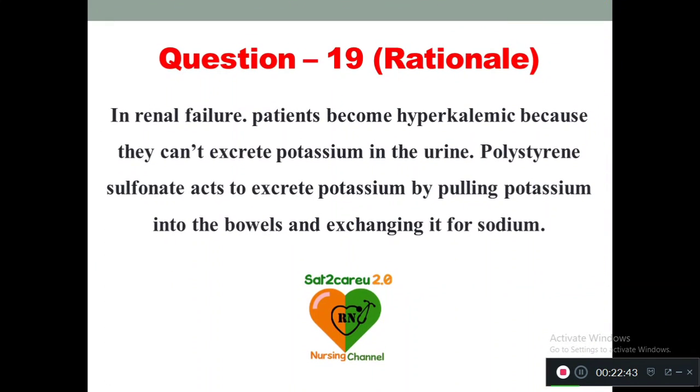The rationale: in renal failure, patients become hyperkalemic because they can't excrete potassium in the urine. Polystyrene sulfonate acts to excrete potassium by pulling potassium into the bowel and exchanging it for sodium.